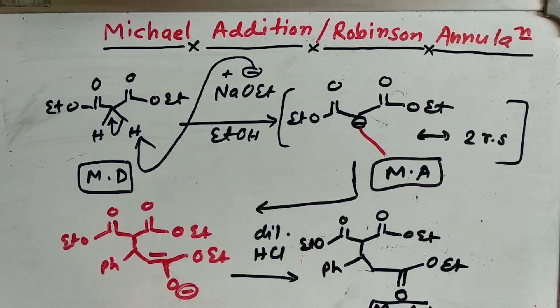So now this is the product of Michael addition, and now let's talk about the Robinson annulation, which is one important application of Michael addition. So what is Robinson annulation? Robinson annulation is nothing but the Michael addition reaction, but the product will be cyclic. Okay, the product will be cyclic. So how? Let's talk about that.